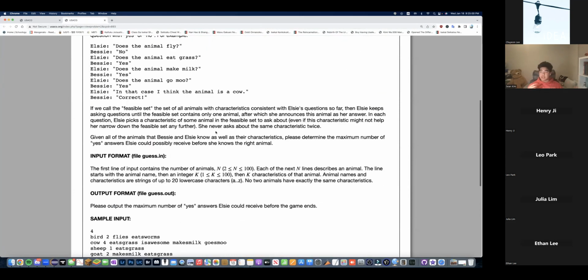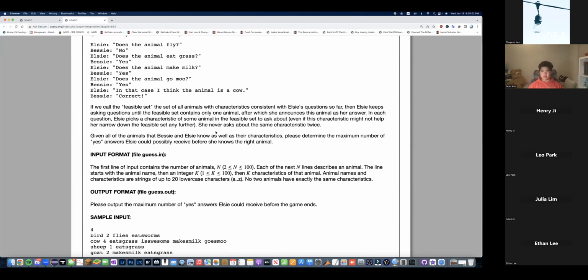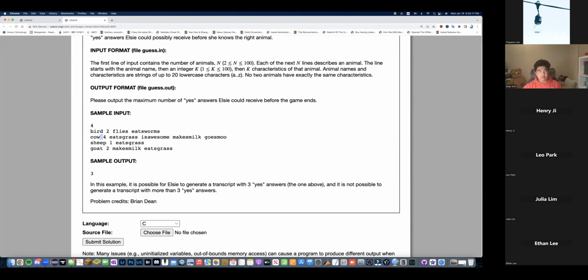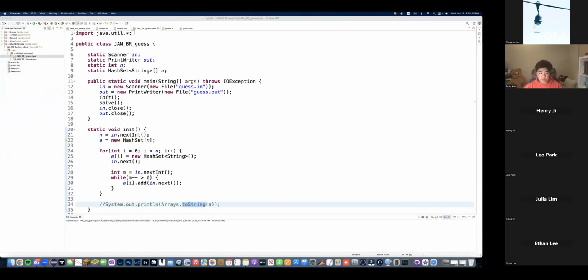So this problem is basically 20 questions, like I said before. What we want to find is the maximum number of times we have to ask a question, and that question's answer has to be yes, not a no. So we're given n names of the animal, how many characteristics, and the characteristics themselves. So we got n, and we made a hash set array.